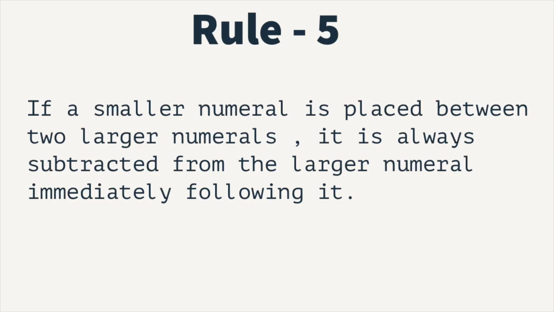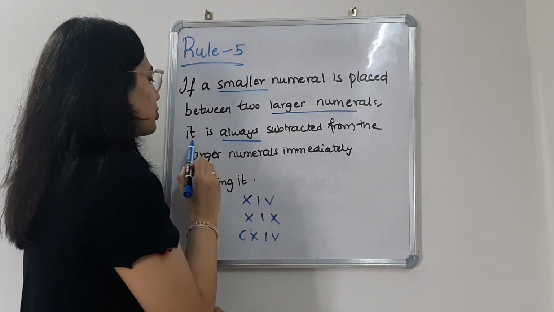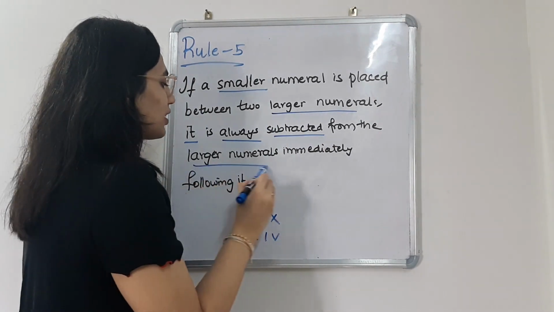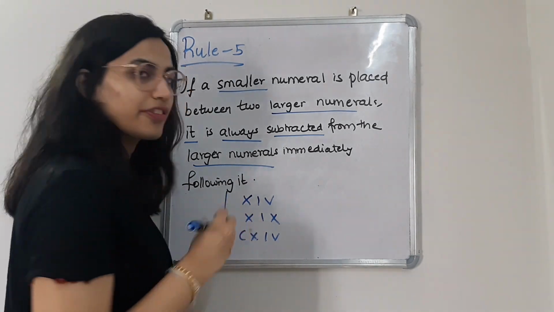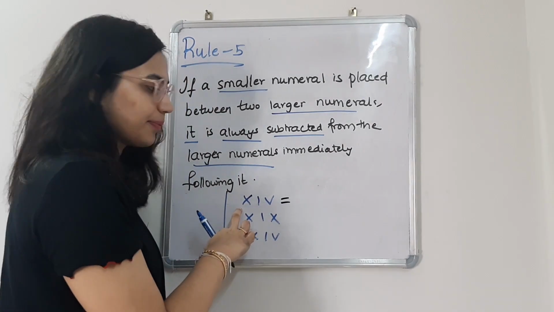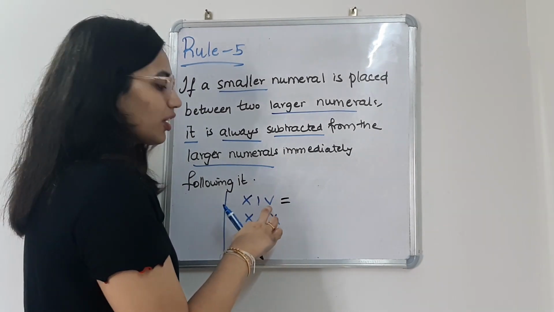Now, rule 5 states that if a smaller numeral, that is of 1, 5 or some smaller numeral, is placed between two larger numerals, then it is always subtracted. Which one? The smaller numeral is always subtracted from the larger numeral immediately following it. For example, I have taken these three for you. Okay. Now, what is this? 10. And this is a smaller numeral that is placed between these two. Right.